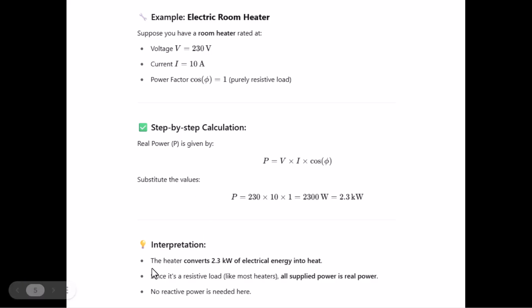Here's the interpretation: the heater converts 2.3 kilowatt of electrical energy into heat. Since it's a resistive load, like most heaters, all supplied power is real power. No reactive power is needed here.